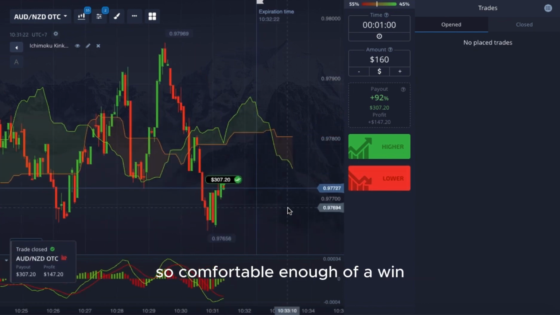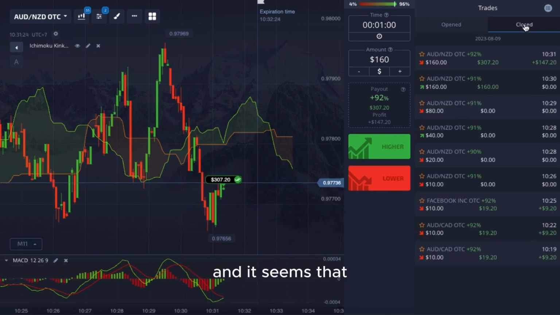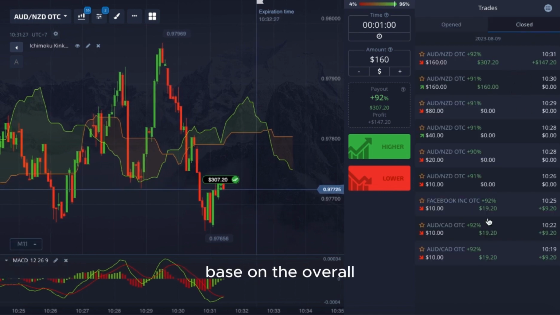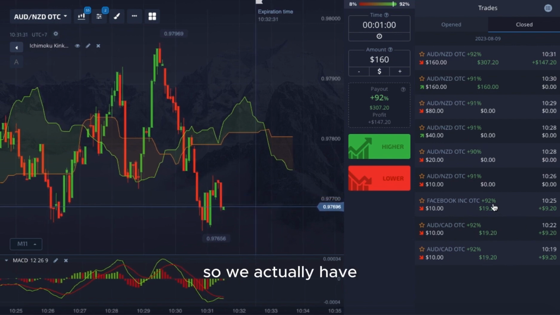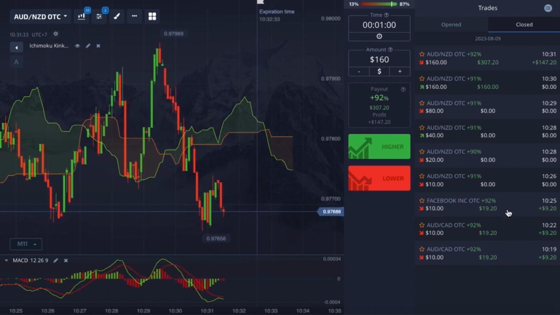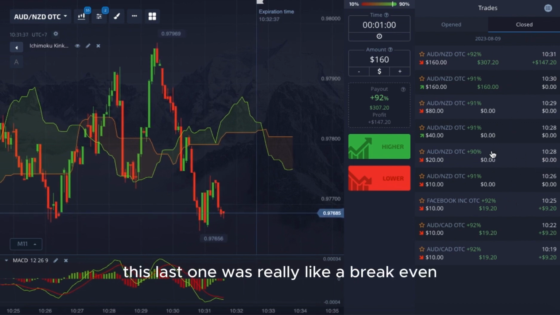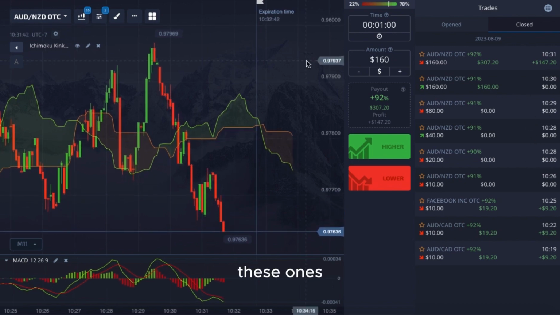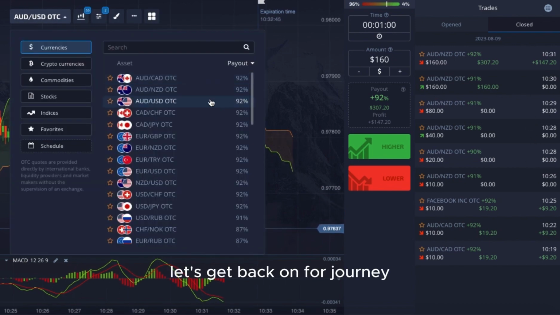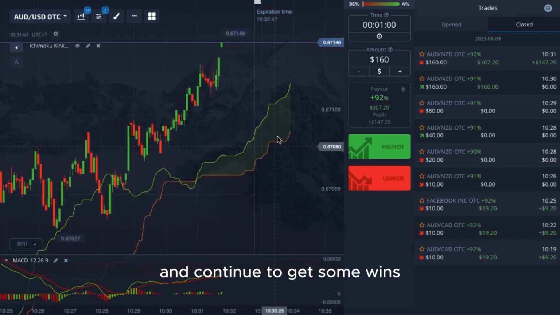So comfortable enough of a win. And it seems that based on the overall, we are still about 3 net wins. So we actually have, this should be the 4th set. But in terms of result, this last one was really like a break even. The amount won barely covers these ones. So you know, let's get back on with our journey and continue to get some wins.